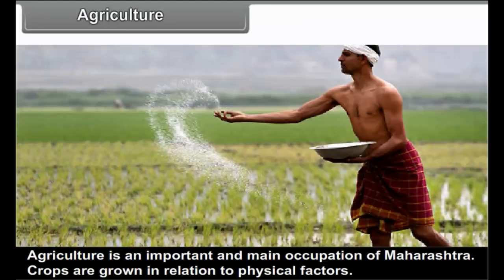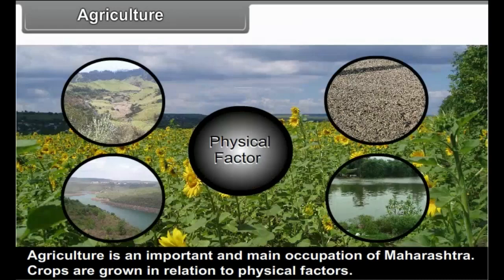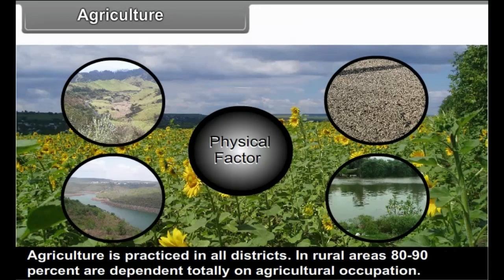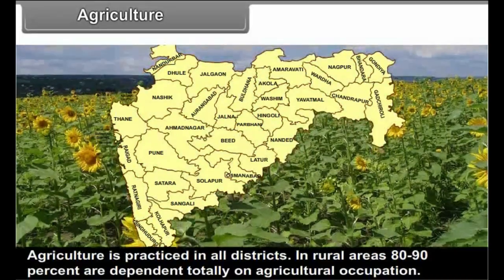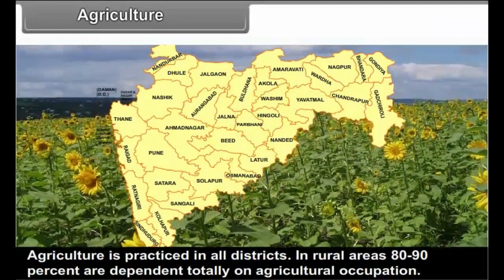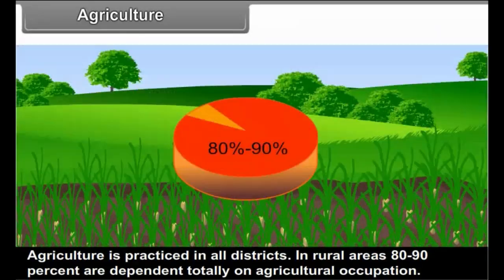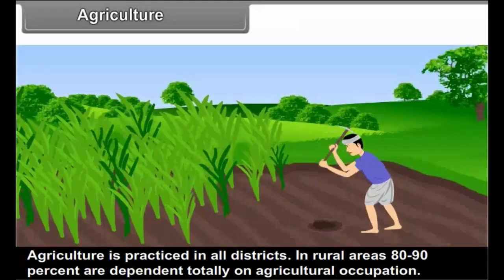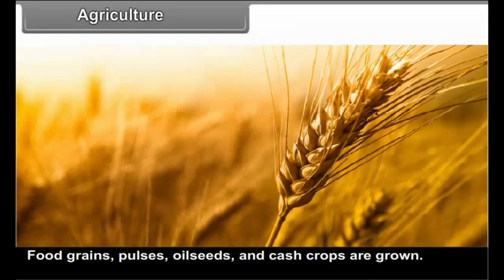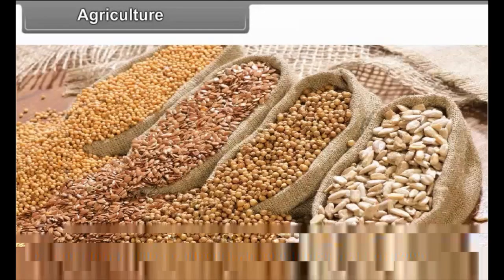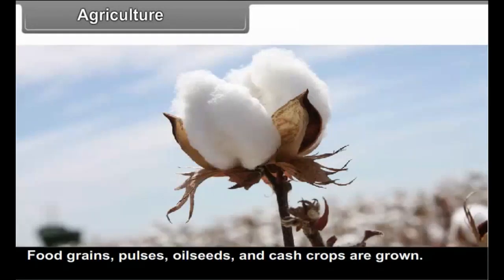Agriculture. Agriculture is an important and main occupation of Maharashtra. Crops are grown in relation to physical factors. Agriculture is practiced in all the districts. In rural areas, 80 to 90% are dependent totally on agricultural occupation. Food grains, pulses, oil seeds and cash crops are grown.